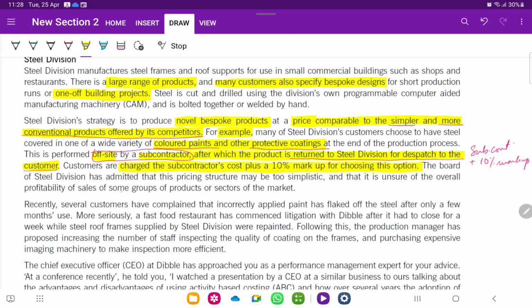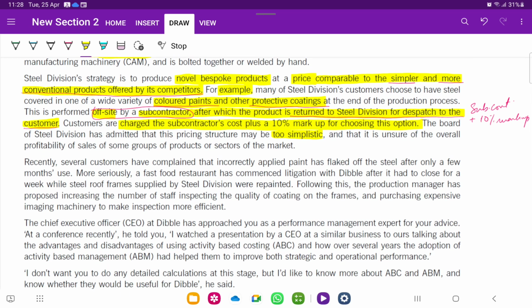The board of the steel division has admitted that this pricing structure may be too simplistic, and that it is unsure of the overall profitability and sales of some groups of products or sectors of the market. Recently, several customers have complained. Now there is another problem. Sorry, this is the first problem probably. Recently, several customers have complained that incorrectly applied paint has flaked off the steel after only a few months' use.